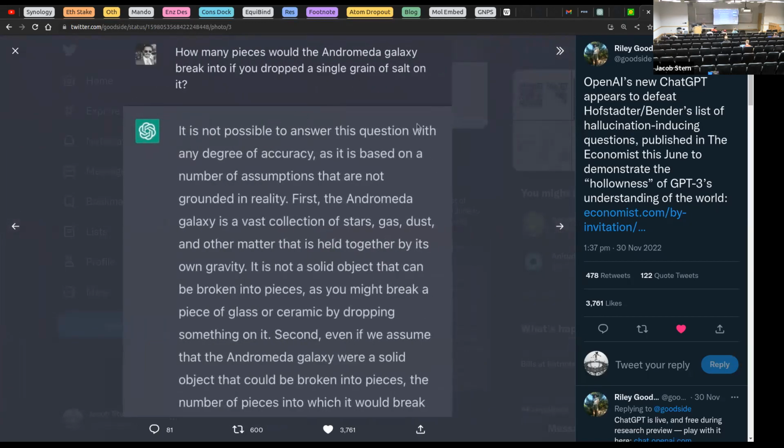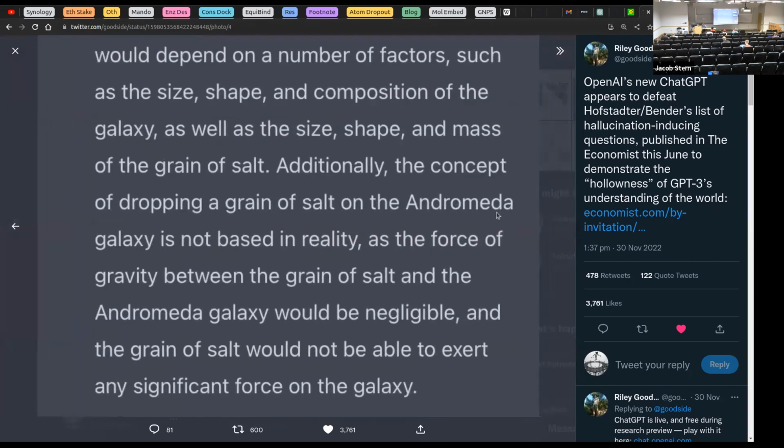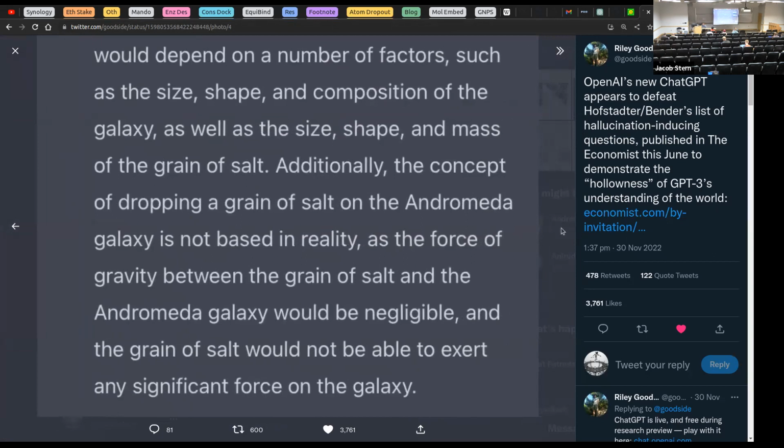How many pieces would the Andromeda Galaxy break into if you dropped a single grain of salt on it? It is not possible to answer this question with any degree of accuracy, as it is based on a number of assumptions that are not grounded in reality. So ChatGPT seems to be very grounded in fact and reality. So there we go.